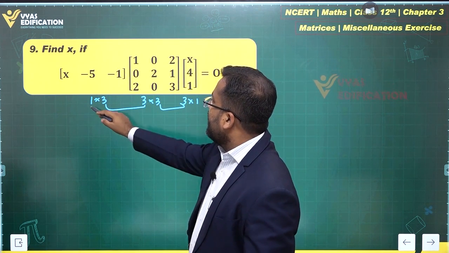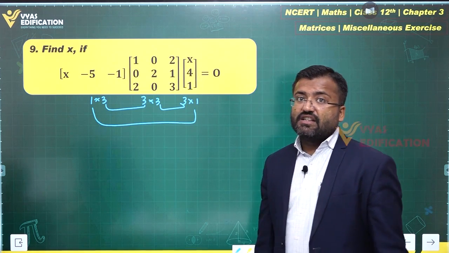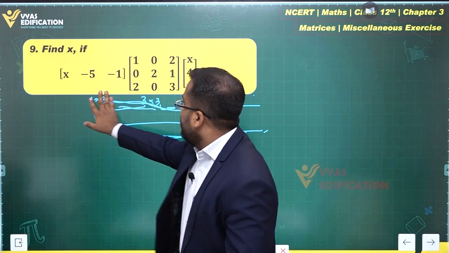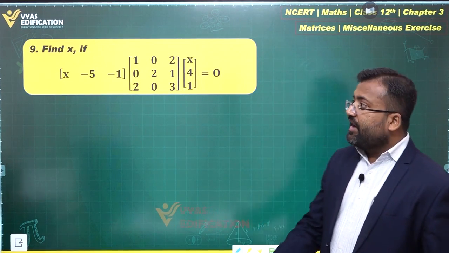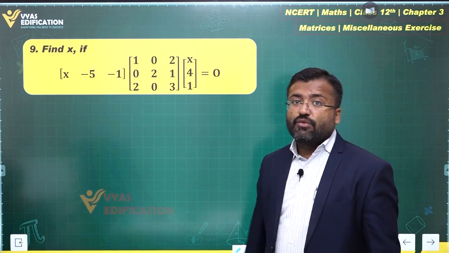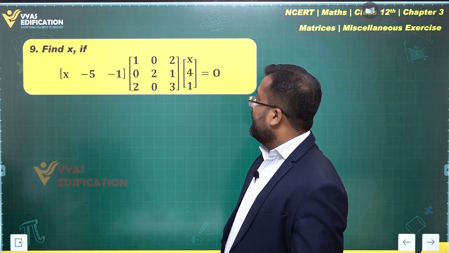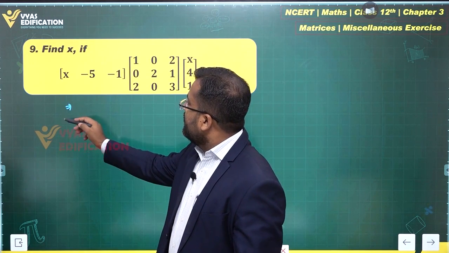These products are okay, and the final order that we'll get is a 1 by 1 matrix, as you may clearly observe. That 1 by 1 matrix will give us an equation in terms of x. Let's try to find that. So what do we do over here?